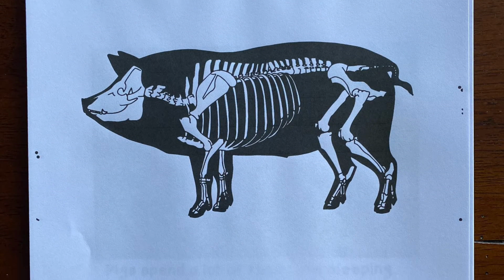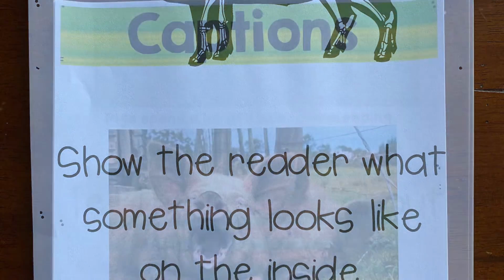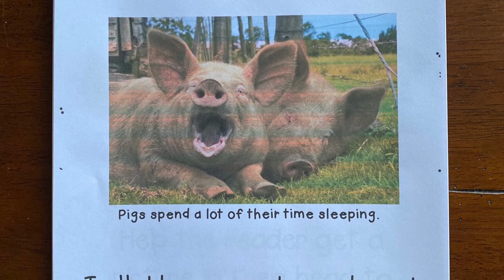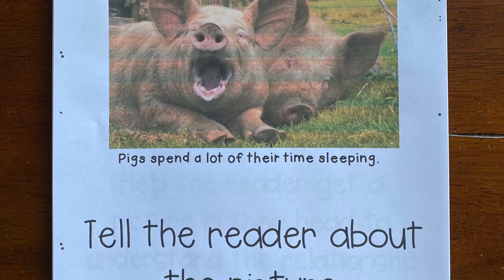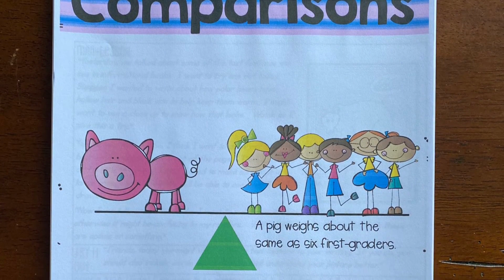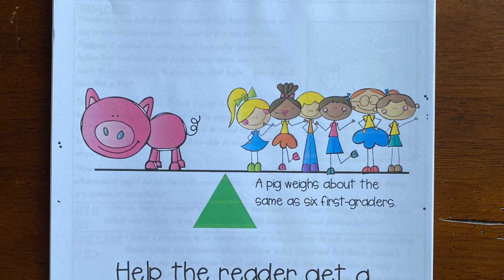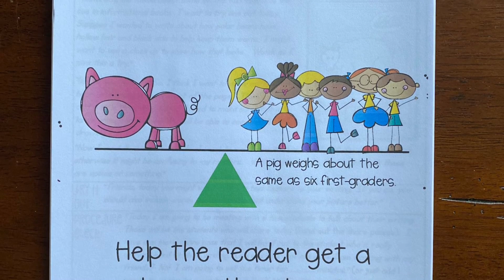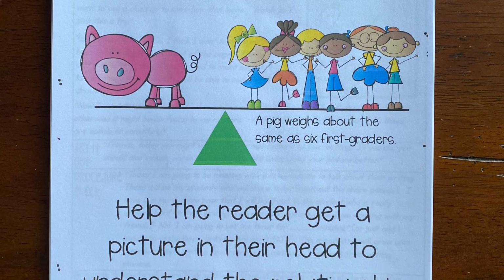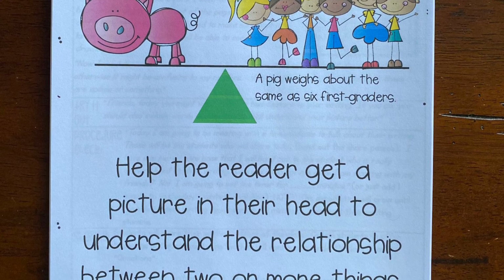Cutaways are a really cool text feature that show the reader what something looks like on the inside. Captions tell the reader about the picture. This one says, pigs spend a lot of their time sleeping. Comparisons are a text feature that help the reader get a picture in their head to understand the relationship between two or more things. For example, in this picture, it's comparing how much a pig weighs to how much first graders weigh. So this one says, a pig weighs about the same as 6 first graders. Whoa!